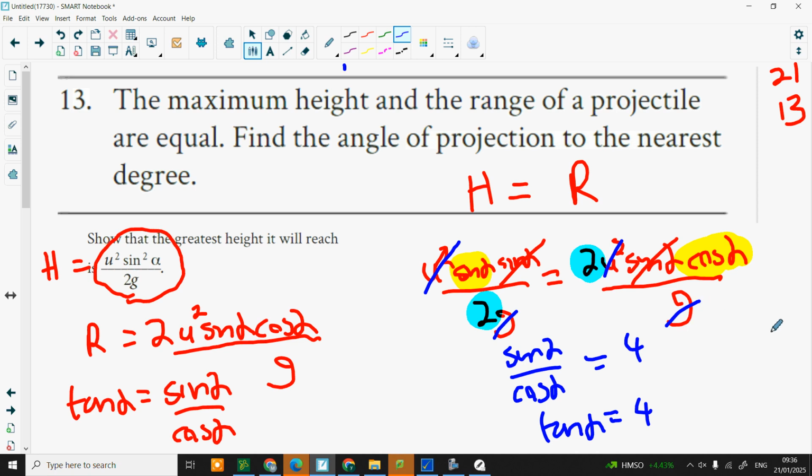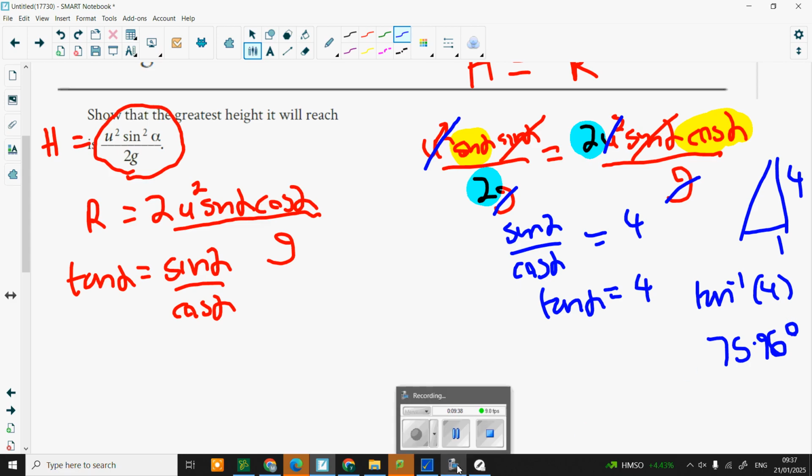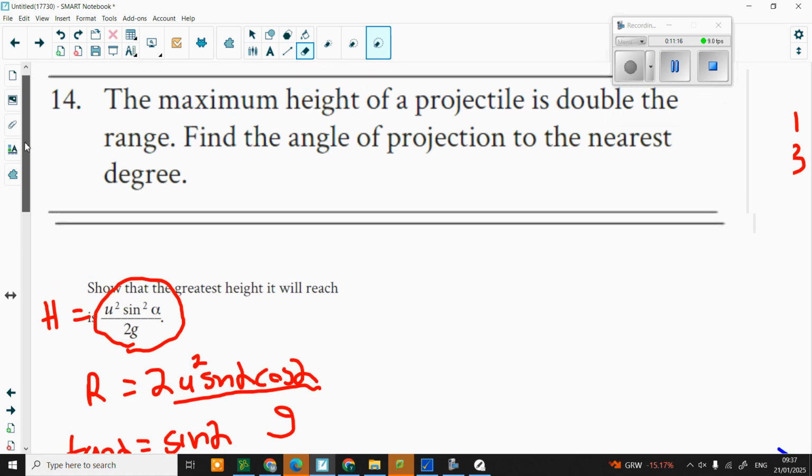Tan means opposite over adjacent. So I'm actually doing a throw of 4 meters for every 1 meter. So it's quite a high throw. And then there's tan inverse 4 for the answer. What do you get? 75.96. Did that kill you guys? Okay. 75.96. Okay, it says I'm recording. So, yeah. So, next question.